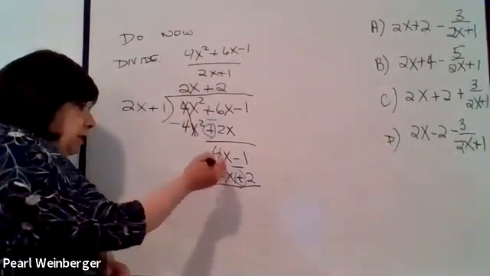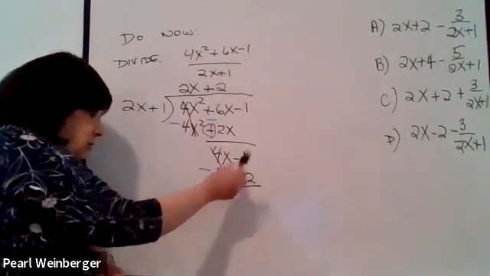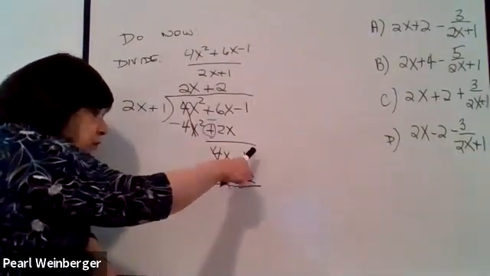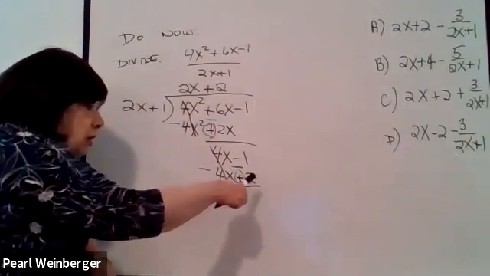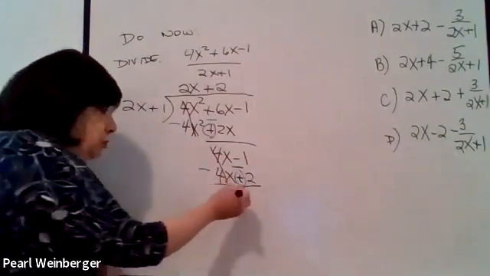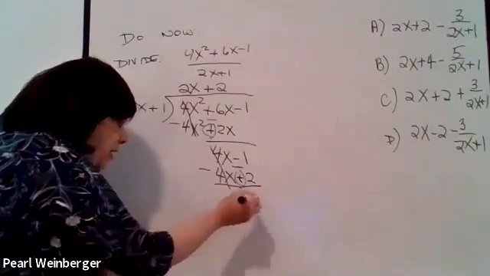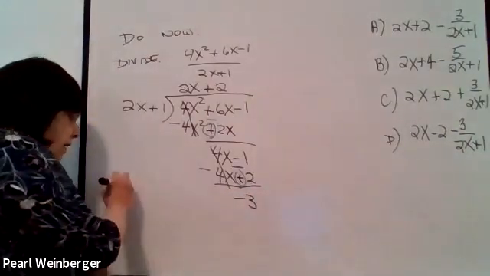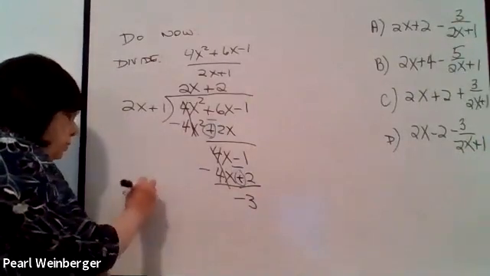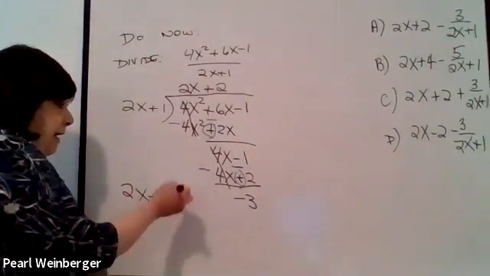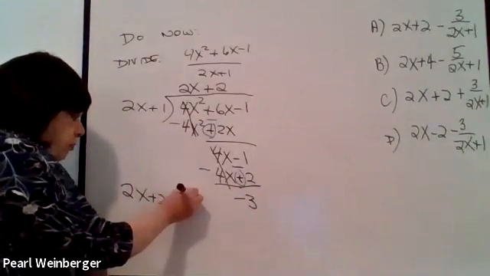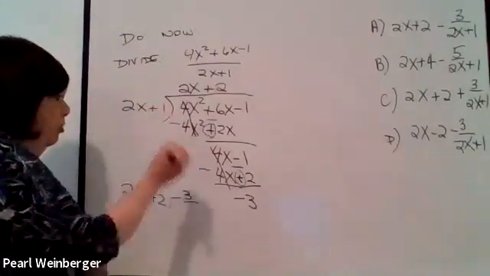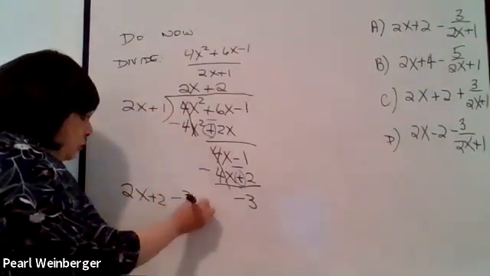And the 4x minus the 4x cancels. And I now have negative 1 minus 2. Well, negative 1 and negative 2 give me negative 3. So my remainder is negative 3. So my answer becomes 2x plus 2. And my remainder, my negative 3, I put over the 2x plus 1.